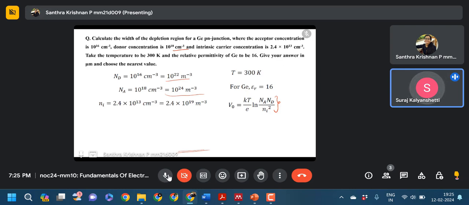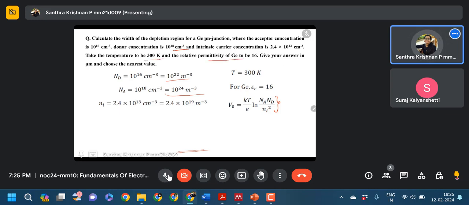So when you wanted volts, this was given in per centimeter cube, so you converted into per meter cube. Why did you do that? What would happen if it was in centimeter cube? The rest of whatever is given, the Kelvin part, the relative permittivity, everything is in SI units, right? Permittivity is without unit, right? But if you see Kelvin and centimeter, centimeter is not SI, meter would be the SI, right?